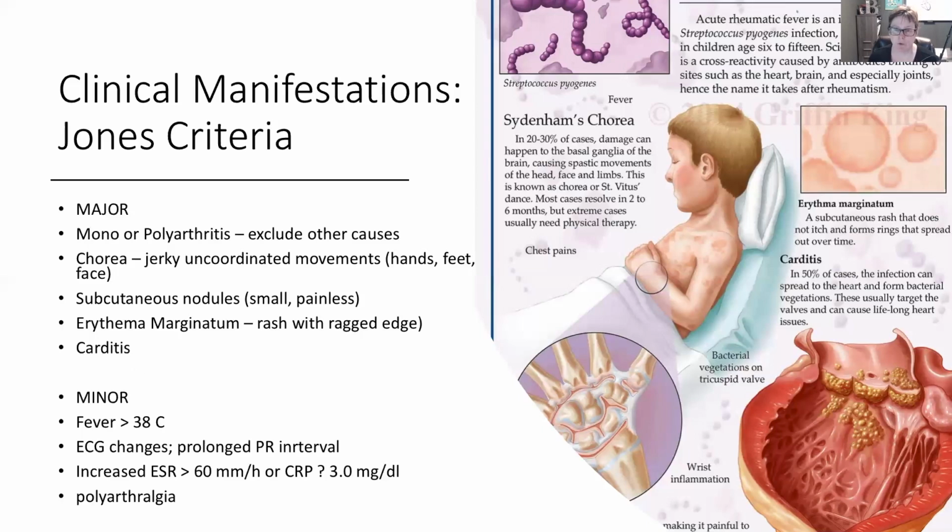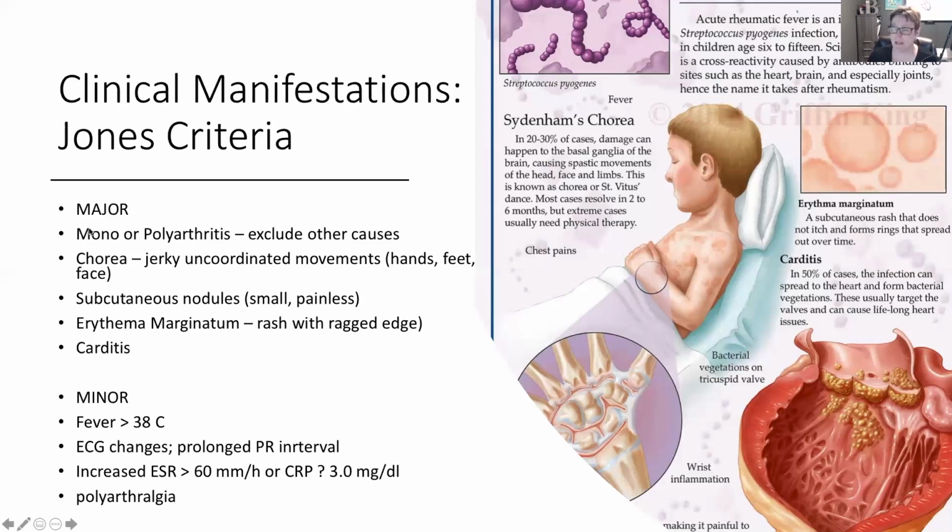So let's look at the Jones criteria. This initiated in 1992, was revised in 2016 to provide guidelines for making the diagnosis of rheumatic fever. Now, in this case, we're looking for the presence of 2 major, that would be consistent with a diagnosis of rheumatic fever, or we can have 1 major plus 2 minor, or the presence of 3 minor criteria would be consistent with a diagnosis of rheumatic fever.